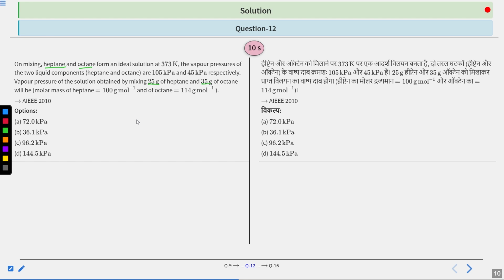So how will we solve this question? What are we doing here? The vapor pressures of the two liquid components are already given, and the vapor pressure of the solution made by mixing 25 gram of heptane and 35 gram of octane is to be calculated. A total pressure is to be calculated, and the mass is given. So you will simply apply Raoult's law, right? Very simple. You know the pressure due to each pure liquid, and you know the mass also. Calculate the mole fraction because you know the compound. So your 10 seconds to solve this question starts now.